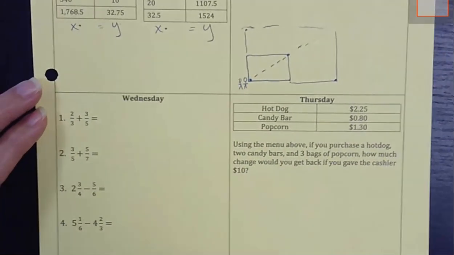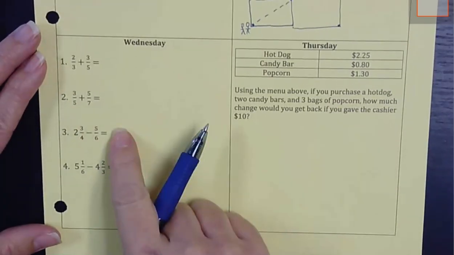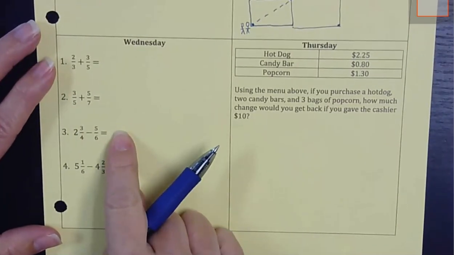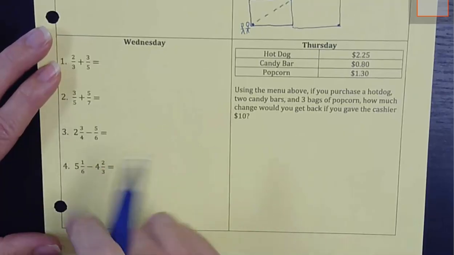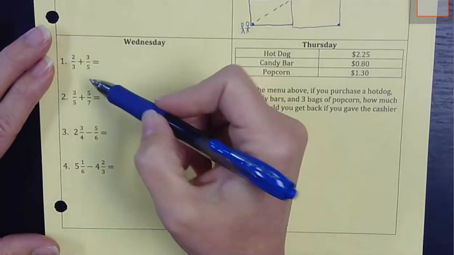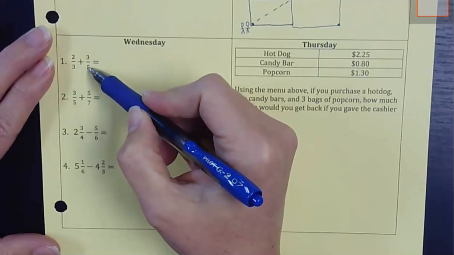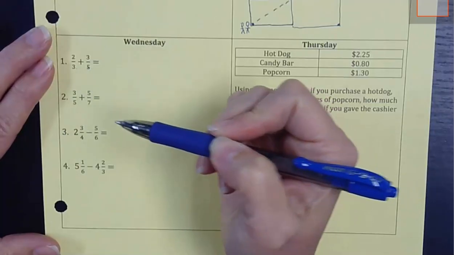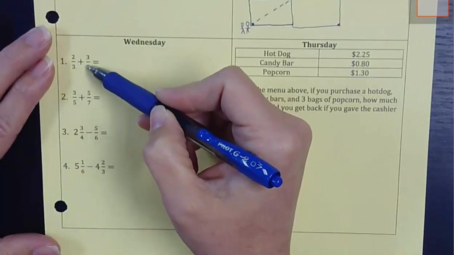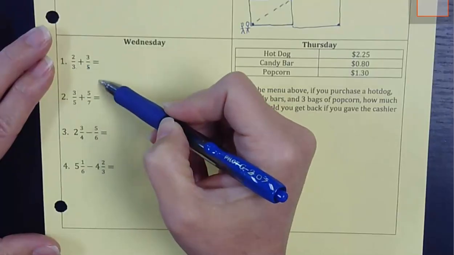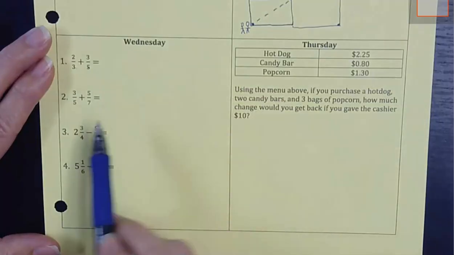Okay, for Wednesday, these are the same as what we're doing in class for our warm-ups. So I expect you to be able to do this on your own. You shouldn't need the video, but I will give you quick reminders. If the denominator is not the same, you need to multiply to get a common denominator. So multiply this side times 5, this side times 3. Rewrite them, and then figure out your answer.